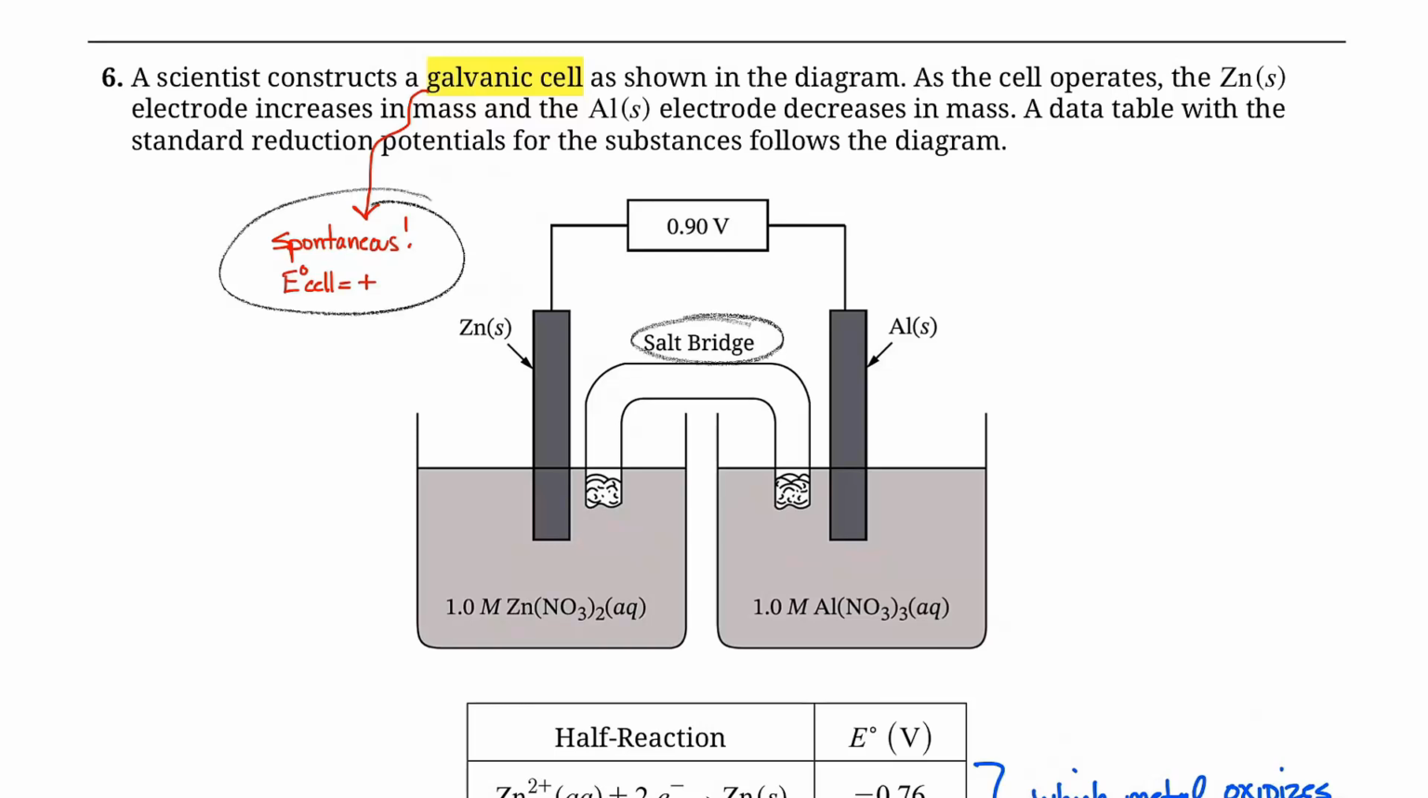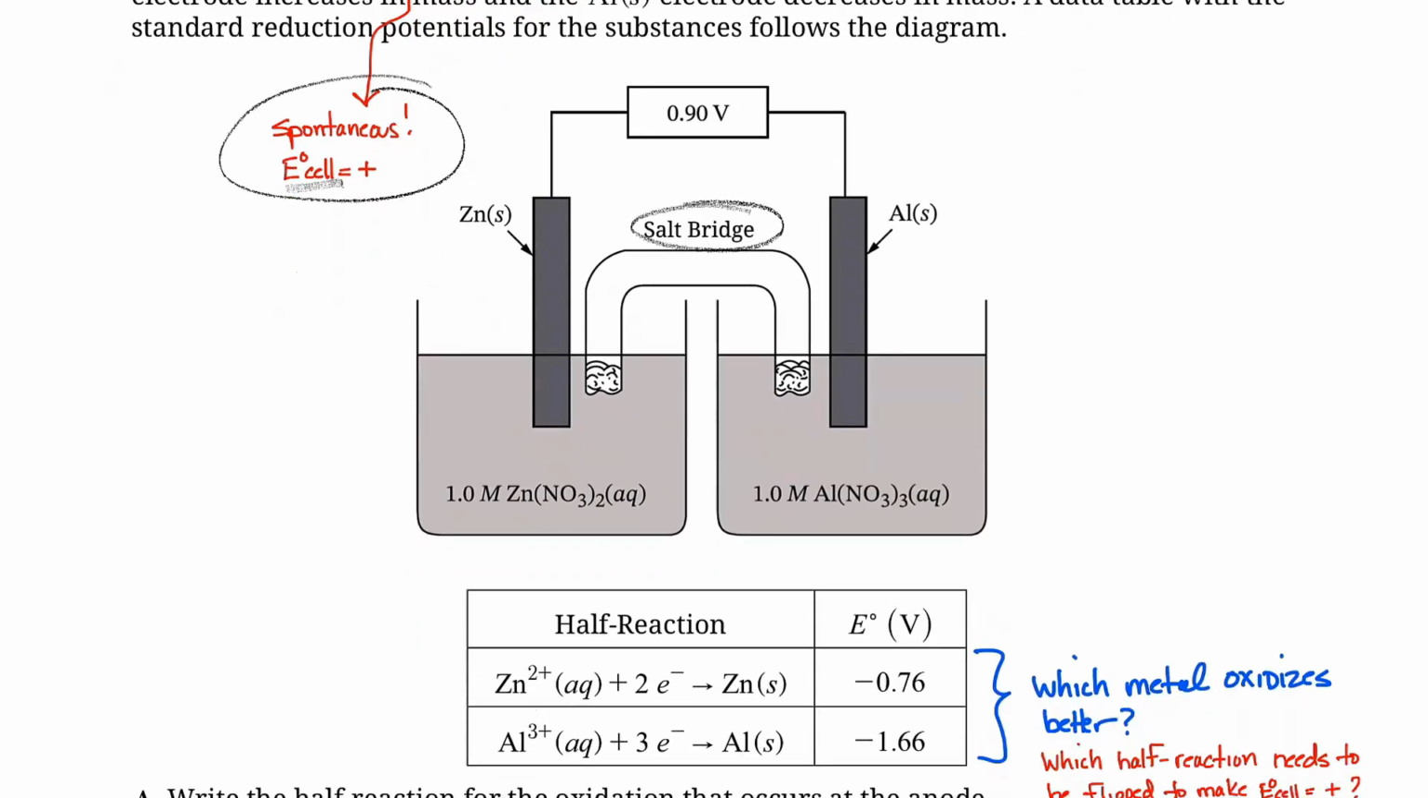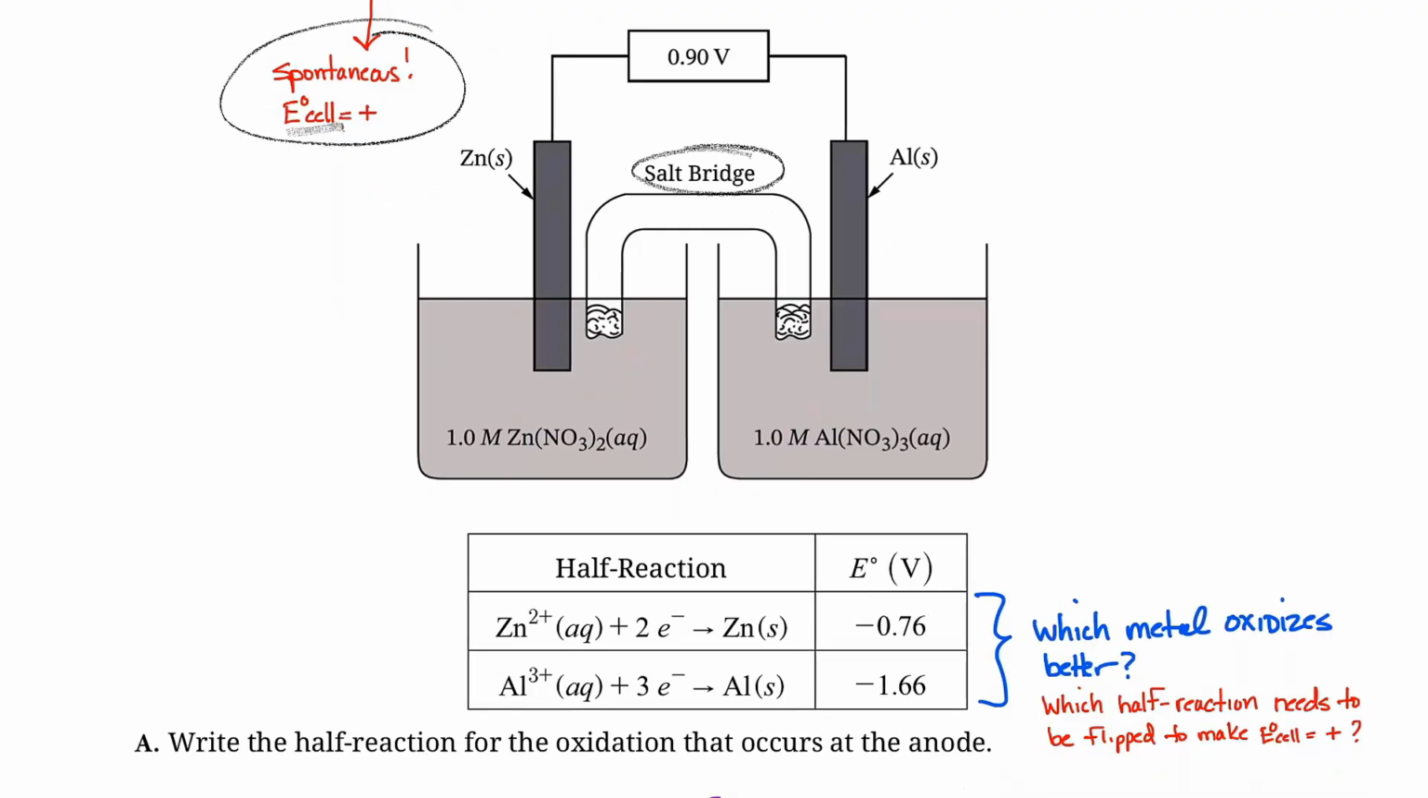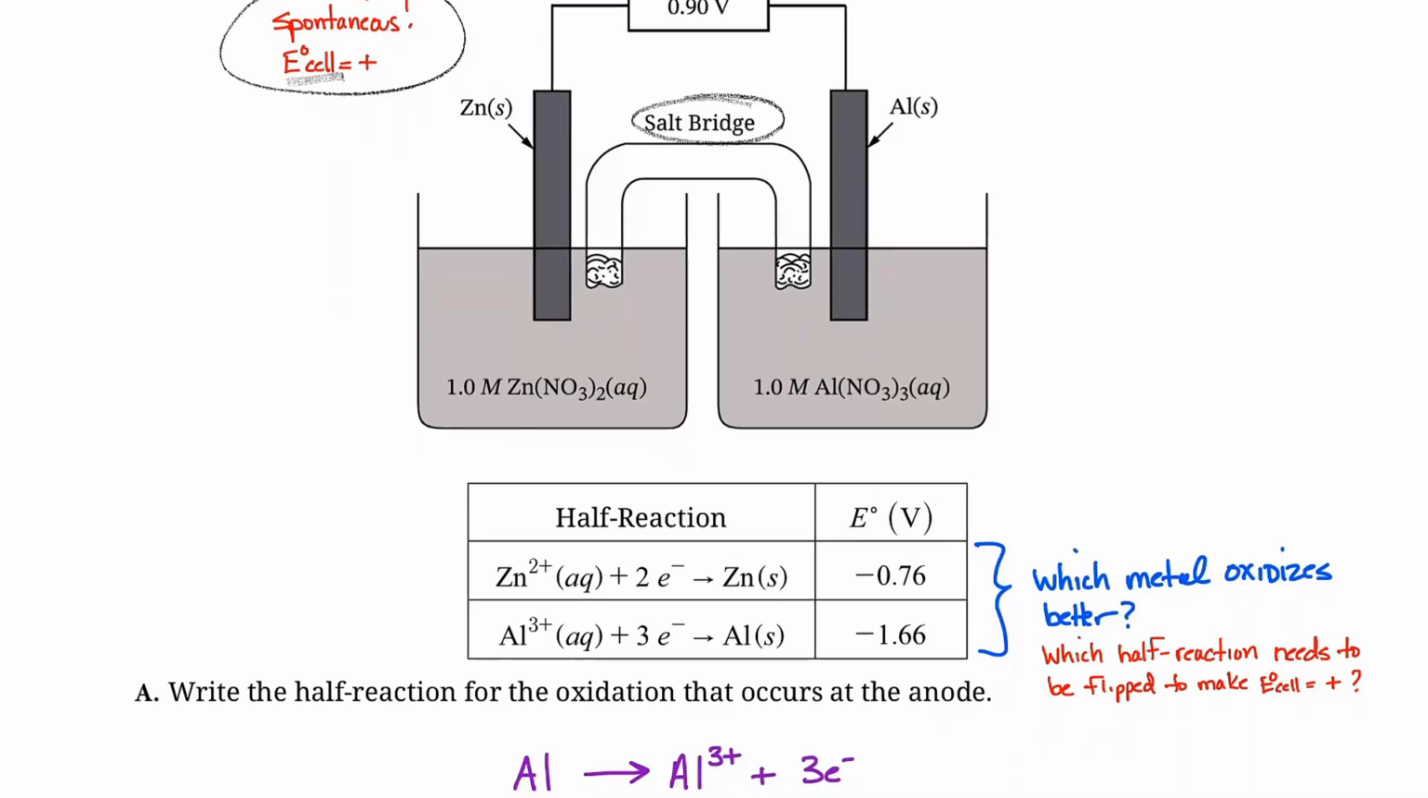You should also recognize the fact that you're going to get positive volts for your electrochemical potential here, or E0 cell. Okay, any case, back to this question. What they want to know is write the half reaction for the oxidation that occurs. Now they did give you a nice little hint here, 0.90, since you have positive volts.